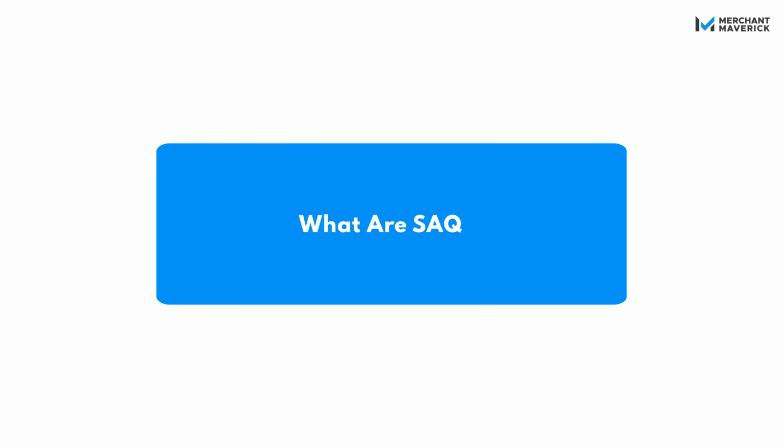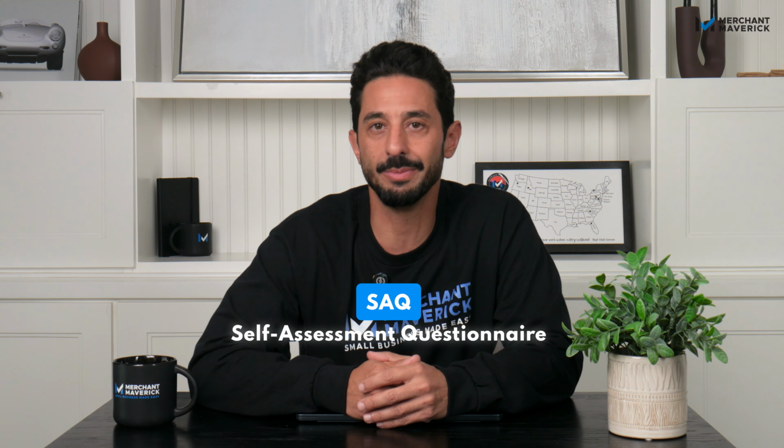So let's talk about the part that trips up most business owners, the SAQ, or Self-Assessment Questionnaire. This is basically the form you fill out every year to prove you're compliant. But here's the thing, there are different versions depending on how you accept payments. So let me go ahead and simplify.